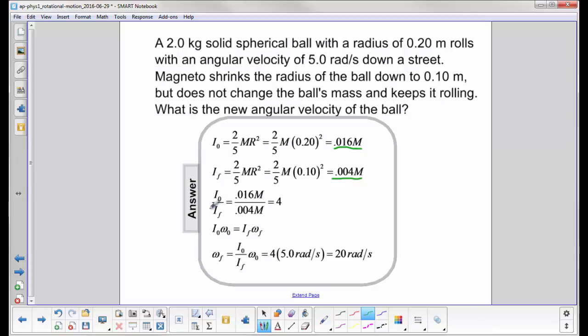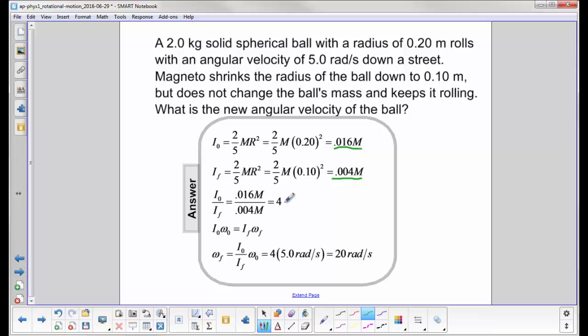Now before we take this ratio, we're going to go right to the bottom, and you'll see why in a second. We know with no external forces that I0 omega 0 equals IF omega F, and we're going to assume there's no other forces acting on this ball. We want to find the final angular velocity, which is omega F. So omega F is I0 over IF times omega 0.